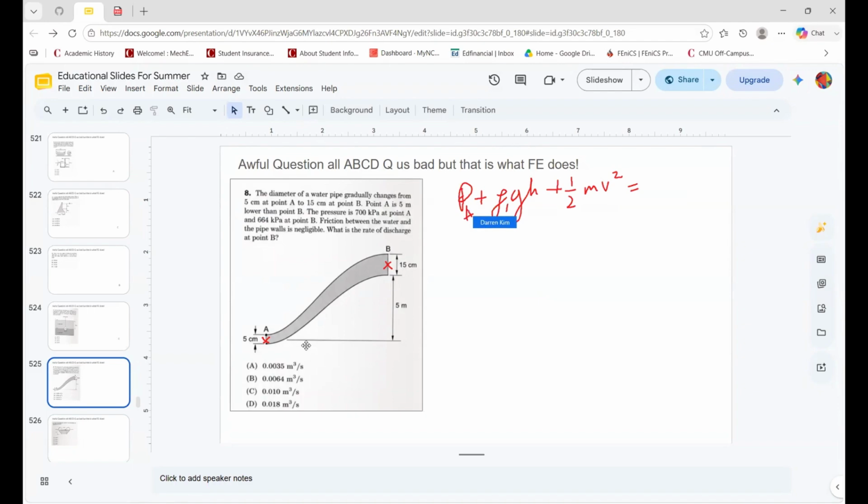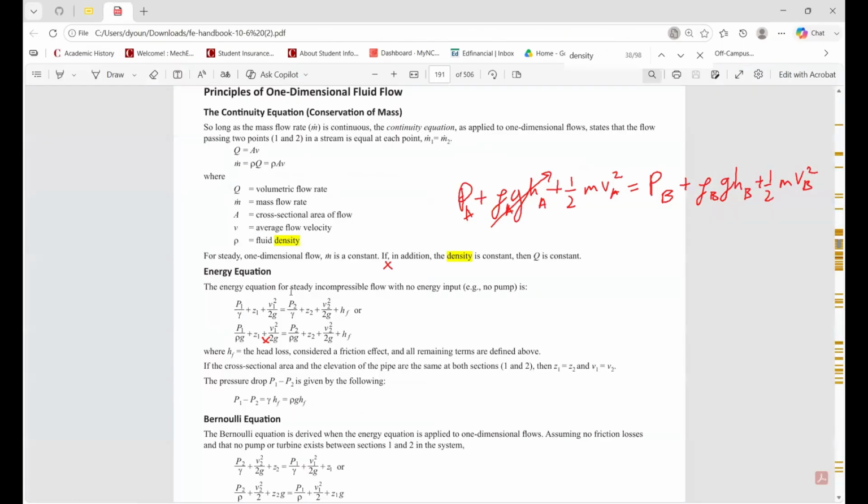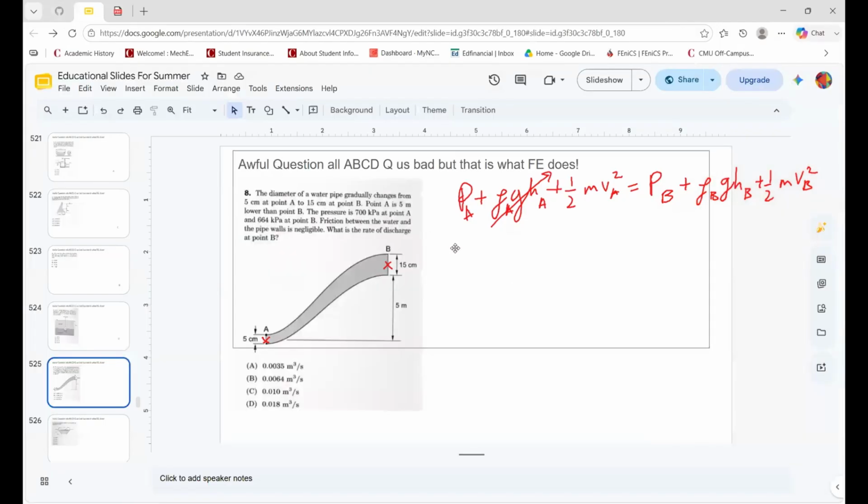This is going to be 0, and then A equals PB plus rho GHB plus 1/2 rho VB squared. You might be asking why I did that? Because I'm too lazy to actually write it the other way. It's the same equation, just a little bit painful to deal with. I already have the Bernoulli equation memorized. I don't need to know more.